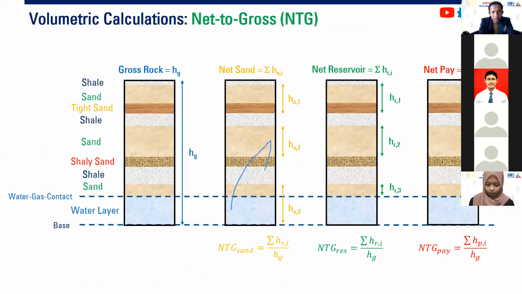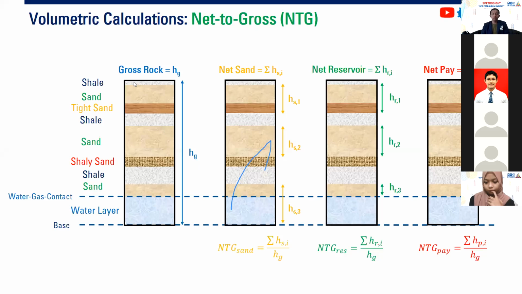But it's not done yet. We need to know about our net to gross, because we cannot actually produce all our gas from all parts of our reservoir. Our gas and our oil is only concentrated on segments that we call the net pay. As you can see here, the gross rock with total thickness of Hg is actually composed of shale and sand and tight sand, and then shale again, sand, and so on. We cannot actually produce our gas from the shale layers, right?